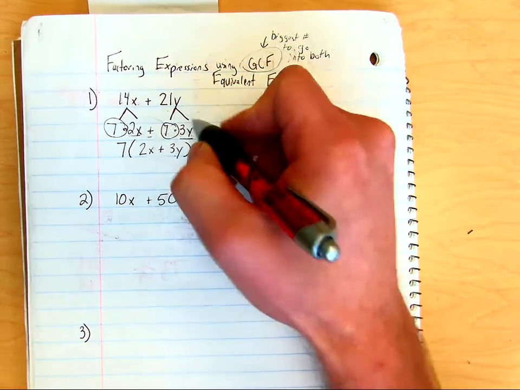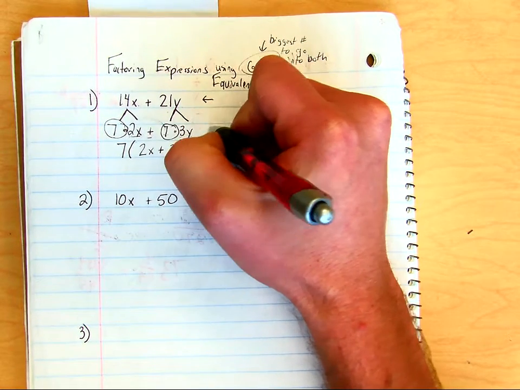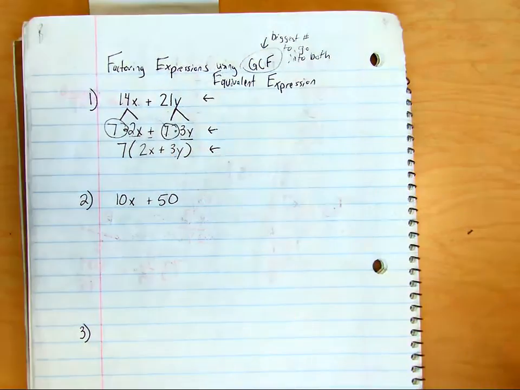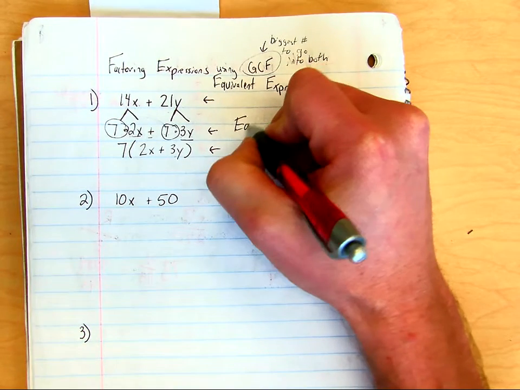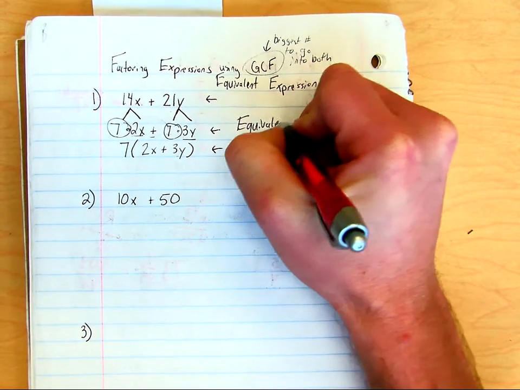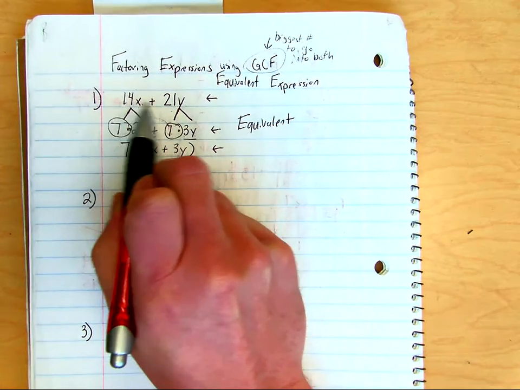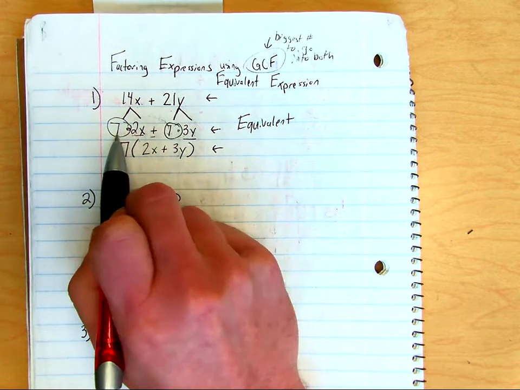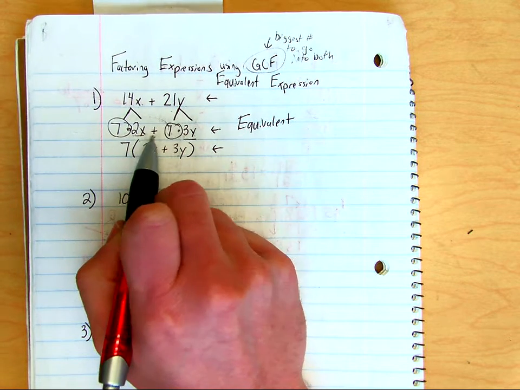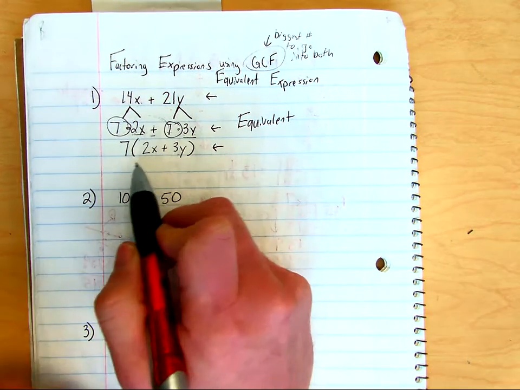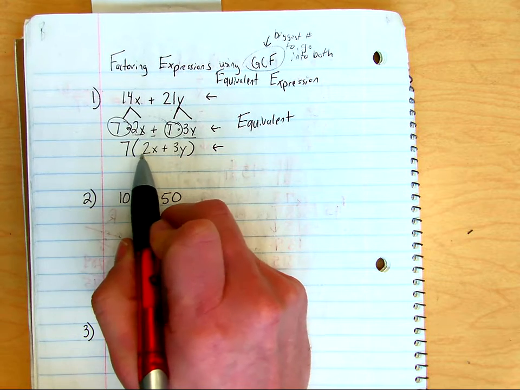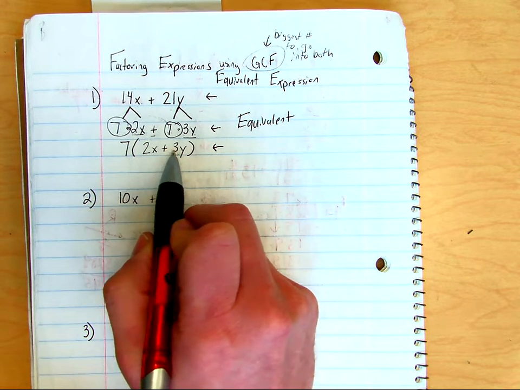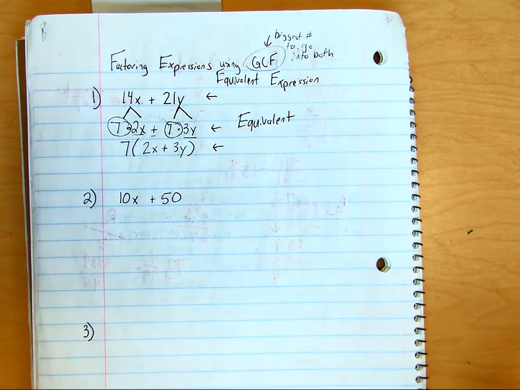That's factoring. So this expression and this expression are all equivalent. 14x plus 21y is the same thing as 7 times 2x plus 7 times 3y, which is the same thing as 7 times the quantity of 2x plus 3y. They're all equal to each other.